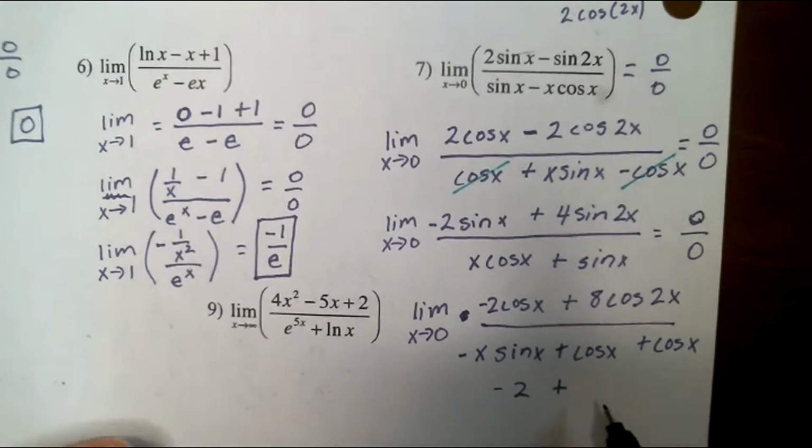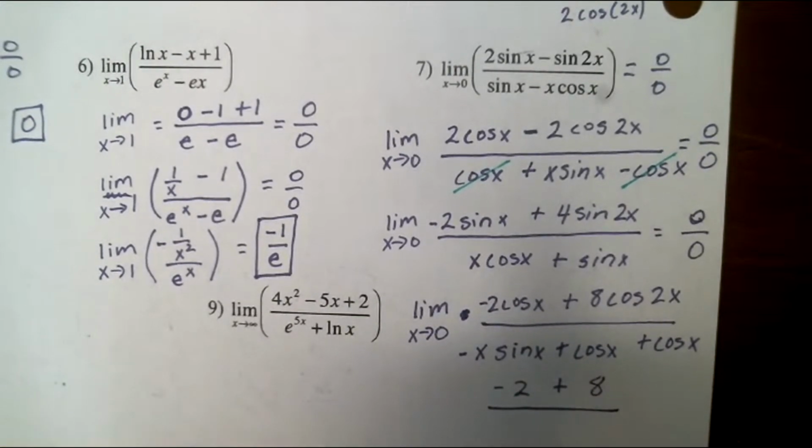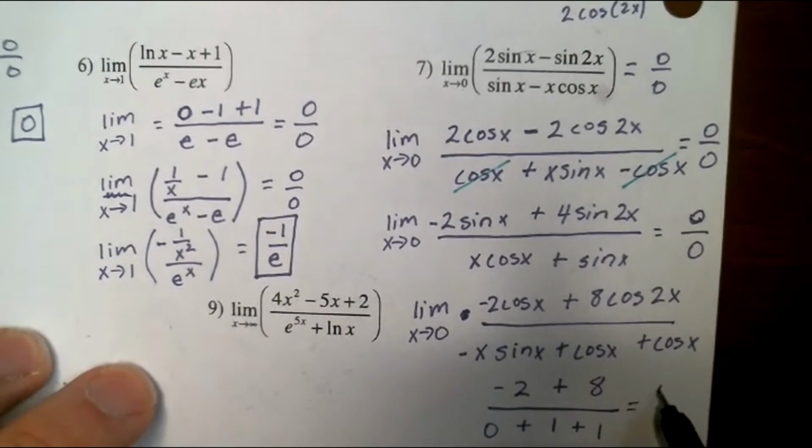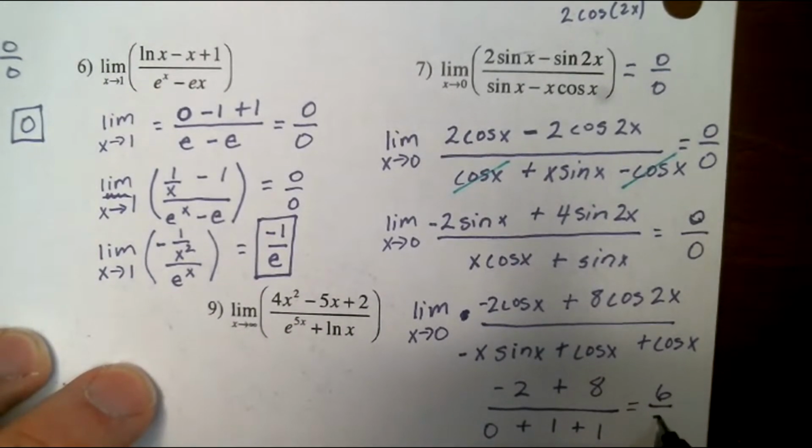So that would equal 8. Sorry about that. Over that would be 0 plus 1 plus 1. Negative 2 plus 8 is 6. 6 over 2 is 3.